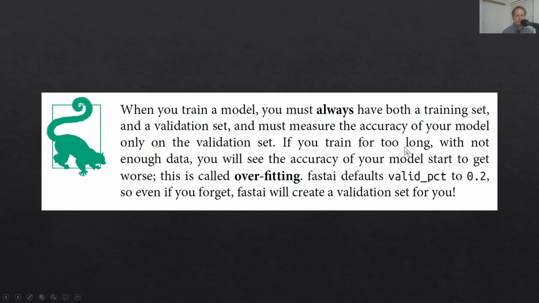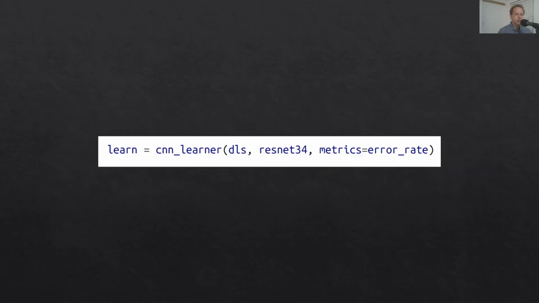So if you train for too long, and/or with not enough data, and/or a model with too many parameters, after a while the accuracy of your model will actually get worse. And this is called overfitting, right? So we use the validation set to ensure that we're not overfitting.